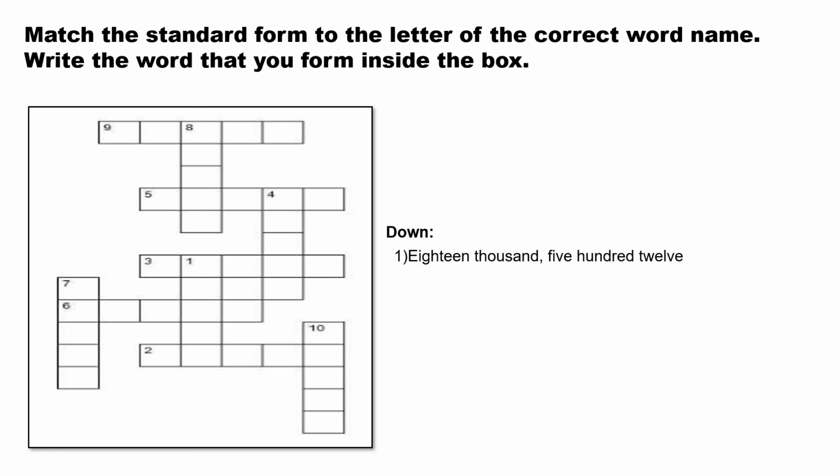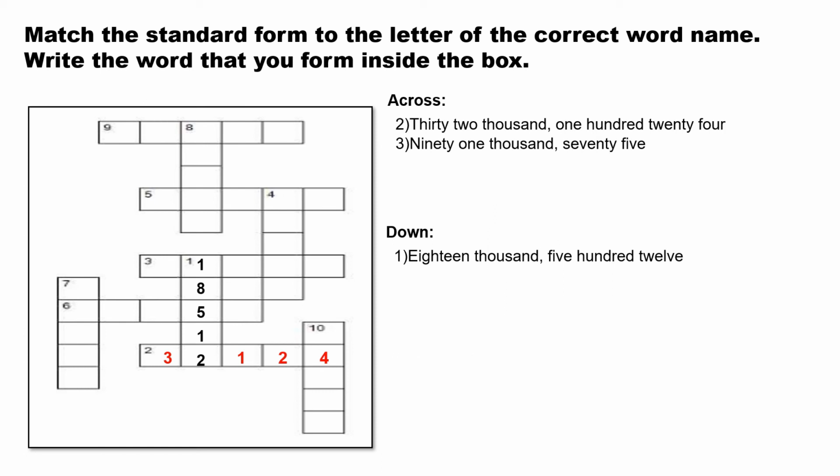18,512. Isusulat natin yung symbol, yung standard form. So, 18,512. Ganyan lang, pababa. Then, number 2. Nasaan ang number 2? Ito. Yan, number 2. Across. Yan, pahalang, across. 32,124. Yan. Then, next, number 3. Ang 3 ay pahalang din, across.